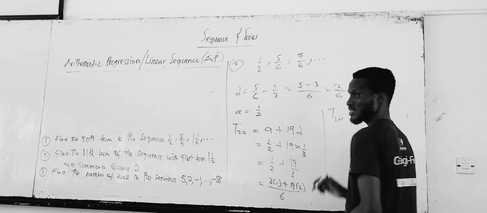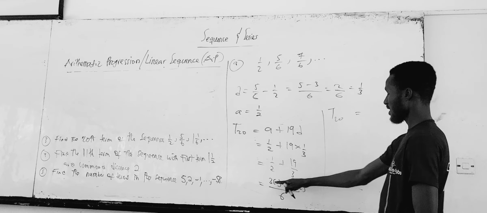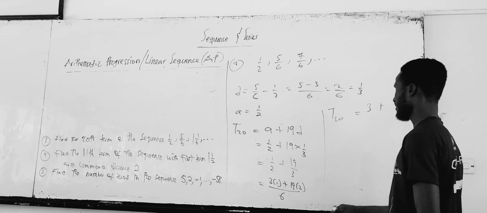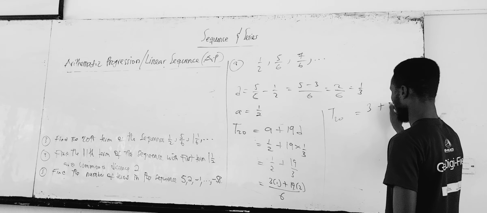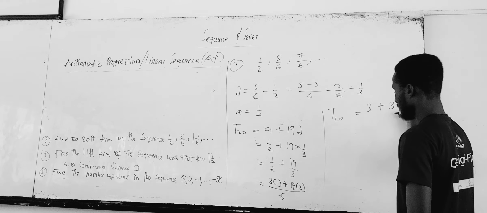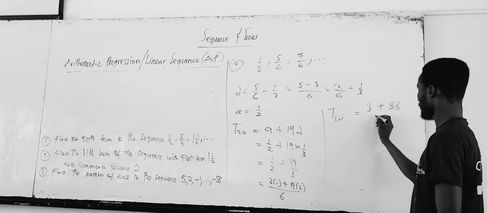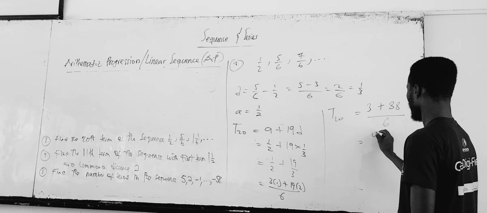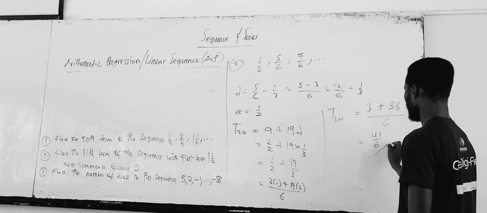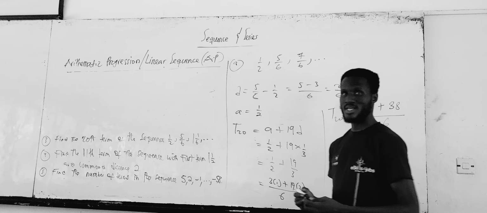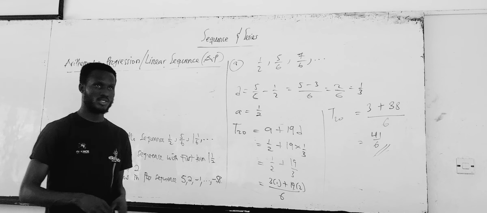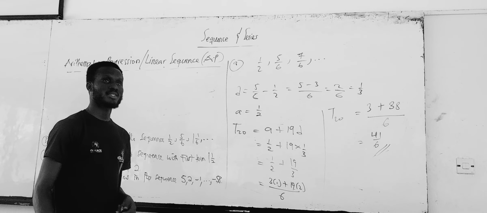So T20 will give us, now 3 times 1 is 3, and then 19 times 2 is 38, all divided by 6. So everything will give us what? 41 divided by 6. So that's the 20th term. Very simple like that. Make sure you use a calculator to solve. That is the 20th term.